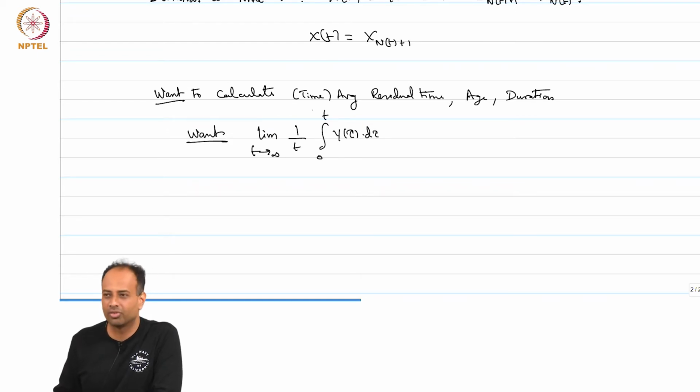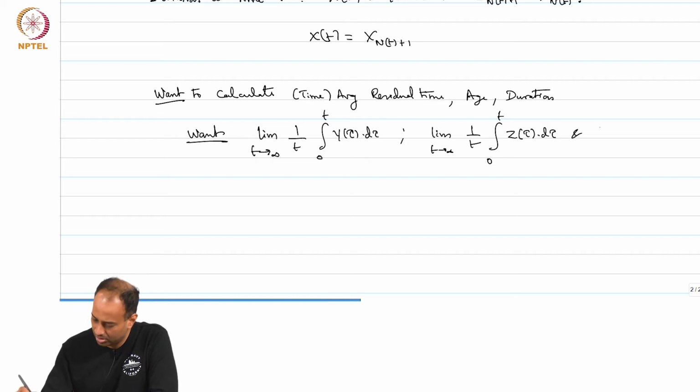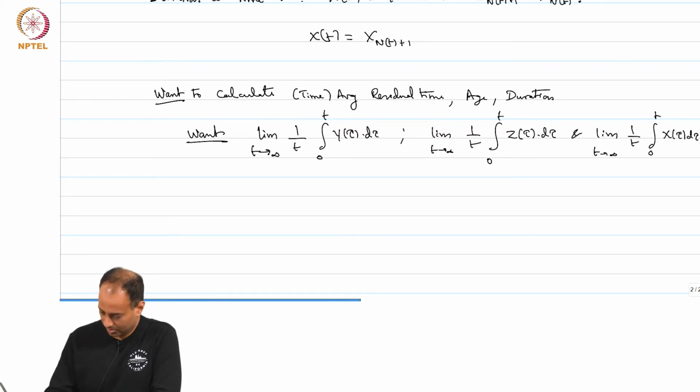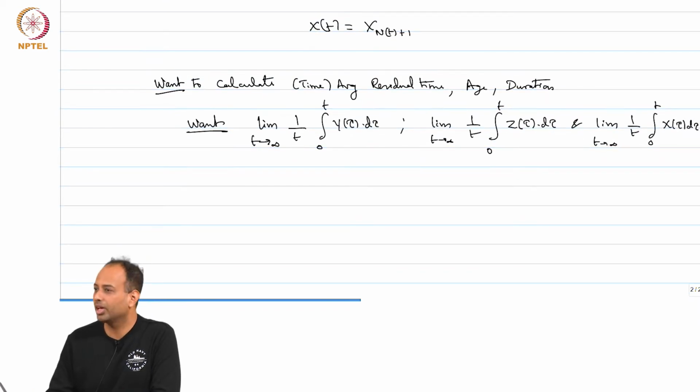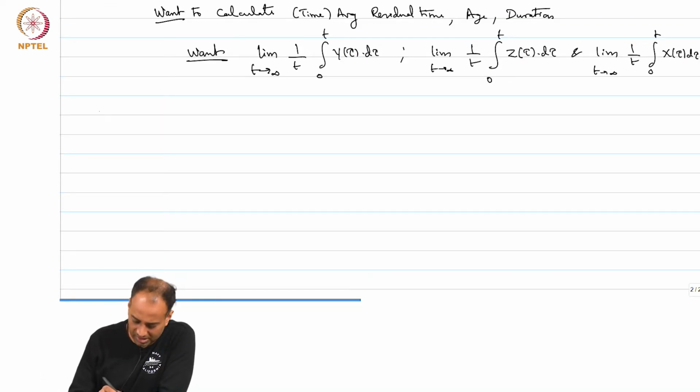This is the time average of the function y, and likewise I want to calculate limit t tending to infinity 1 over t integral 0 to t z tau d tau, and limit t tends to infinity 1 over t integral 0 to t x tau d tau, right, clear. This is what I want to calculate for a renewal process. Now, we can do this in pictures. Let us first consider residual time.